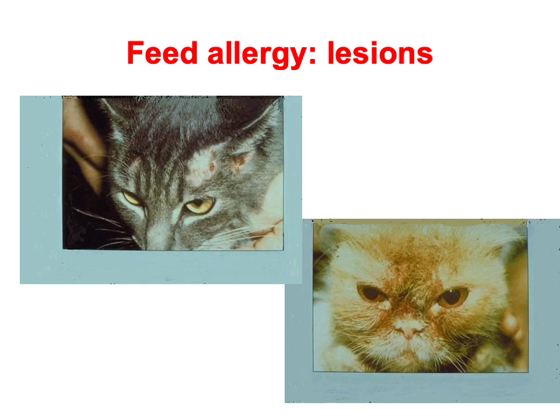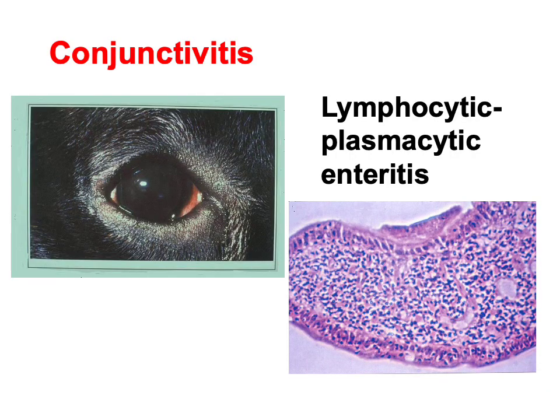The mucous membranes are also in inflammation, in allergic reaction. You can see here a conjunctivitis, and which is common and typical, this is a lymphocytic plasmacytic enteritis. You can see here a villus, and around the rim you can see this series, this line of dark points. They are the nuclei of lymphocytes and plasmacytes.